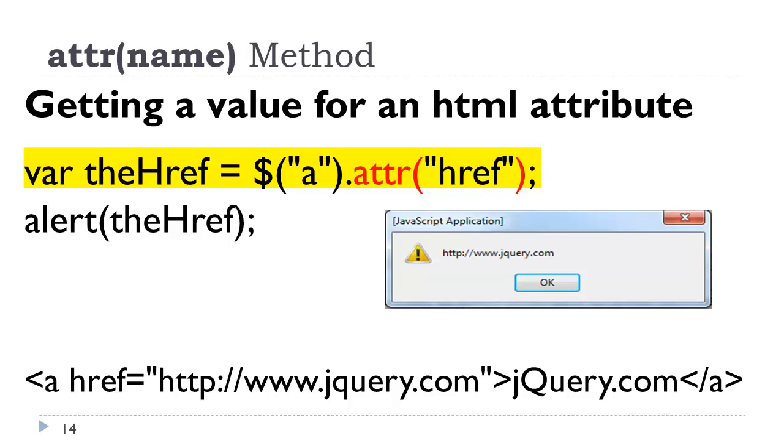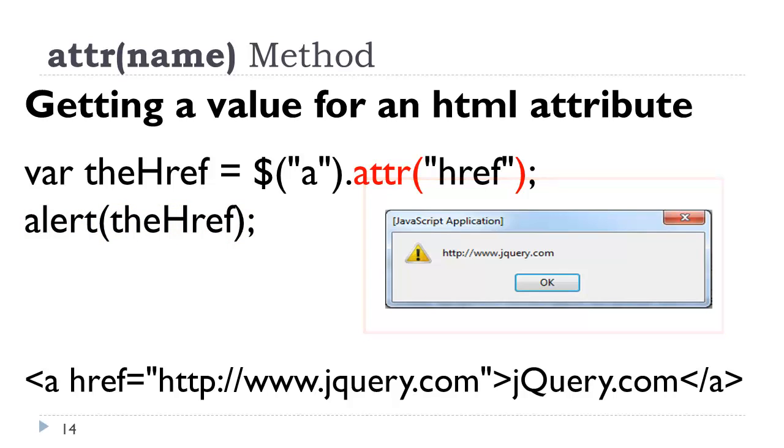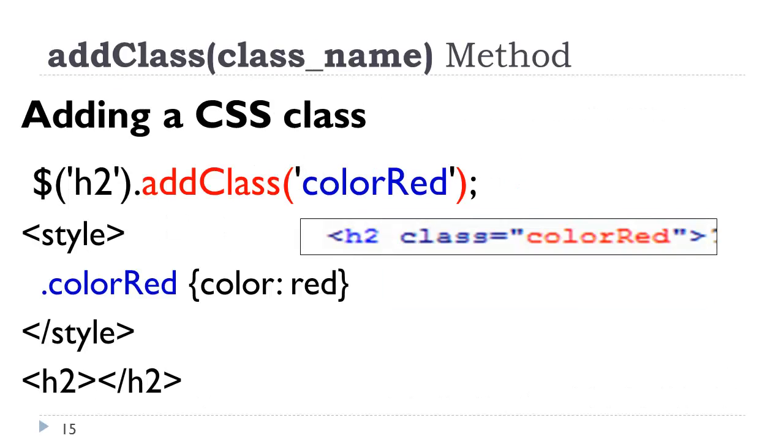We will retrieve the value of href, store it in a variable, and if we alert that variable, we will see that indeed we have retrieved that value. So here again, our alert is a good friend to showing you that your code is returning something valuable. Adding a class. Usually we don't use the CSS method to manipulate things. We usually add and remove classes. It's a lot easier and cleaner.